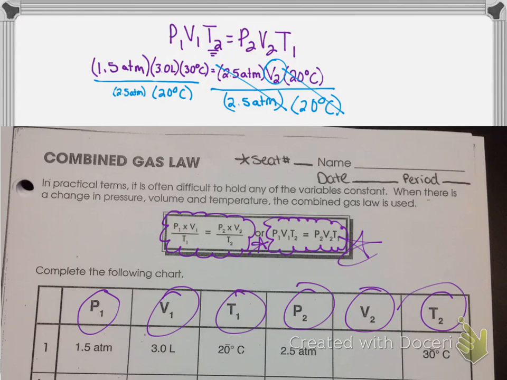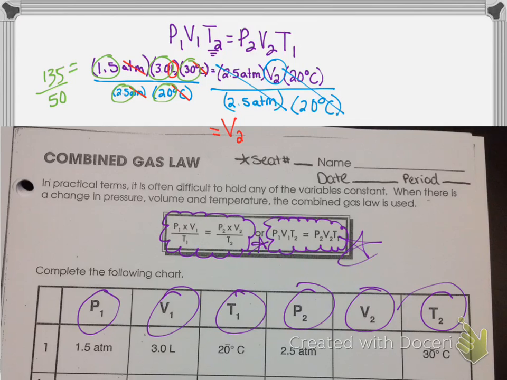And now if you notice, our units for degrees Celsius and our units for ATM are going to cancel out, leaving us just with liters. And so now to get our answer for V2, it's very simple. All we need to do is multiply across. We have 1.5 times 3.0 times 30, and that gives us 135. And then down in the denominator, we have 2.5 times 20, and that gives us 50.